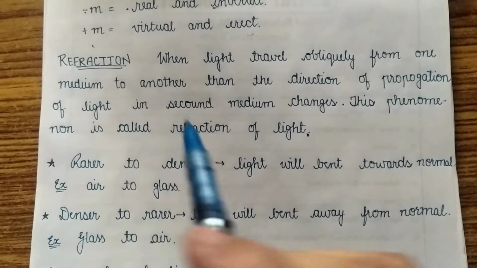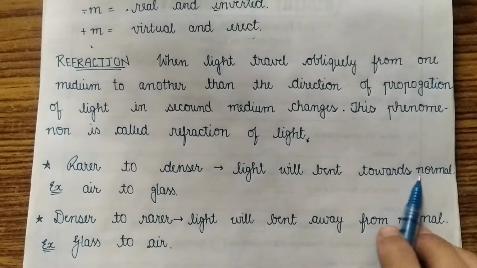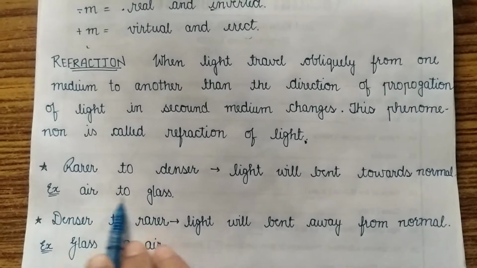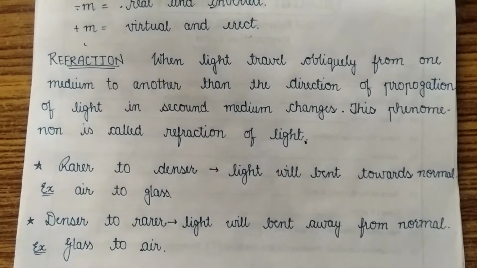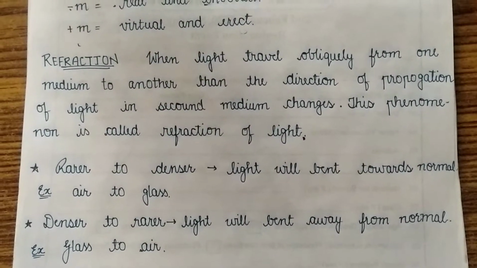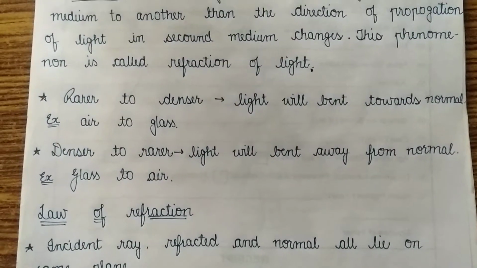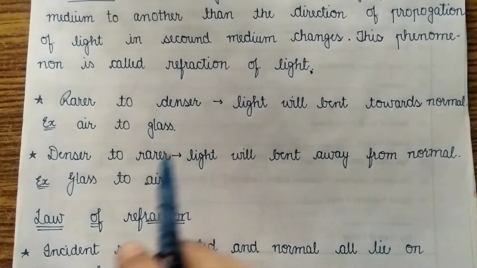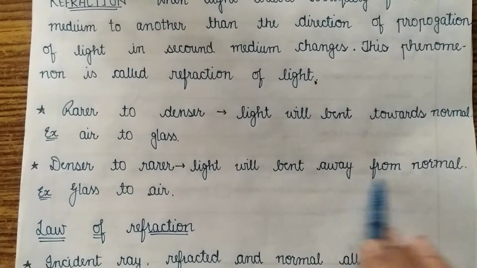There are two tricks. If the refraction is taking place from rarer to denser, then light will bend towards the normal. Example is air to glass. Since we know that air is rarer than glass, when light falls from air to glass, the light will bend towards the normal. And if it falls from denser to rarer, then the light will bend away from the normal.